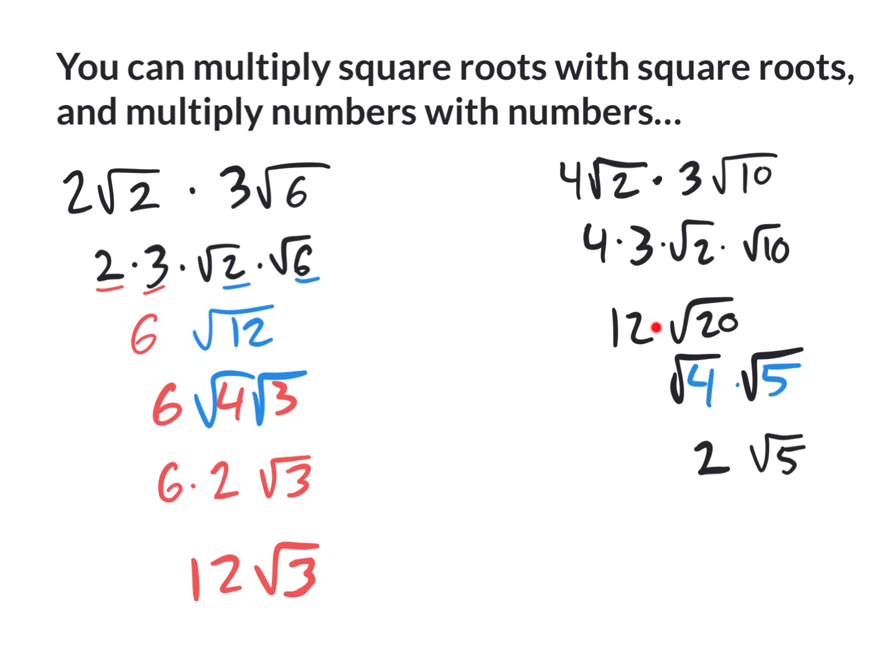What about the 12 that's being multiplied out here in the front? Bring that down, so you have a times 12 out here in the front. So your final answer will be 12 times 2, that's 24, and you bring down the square root of 5.